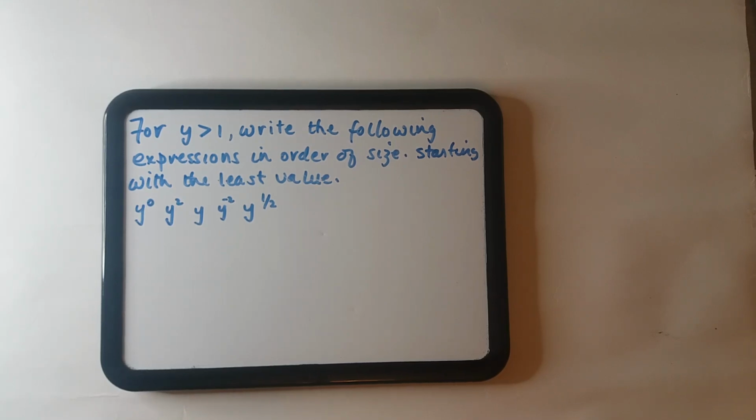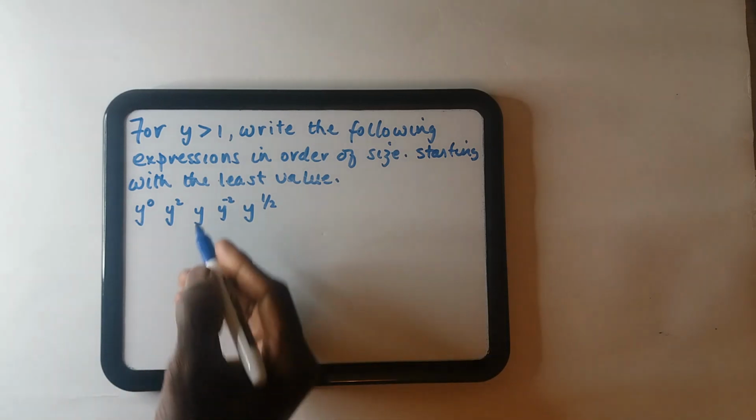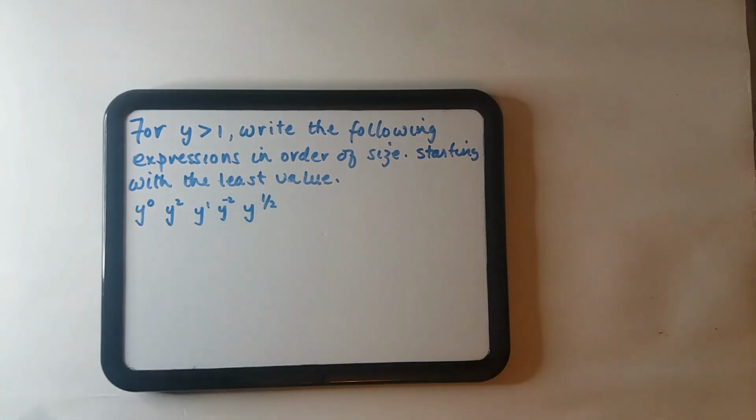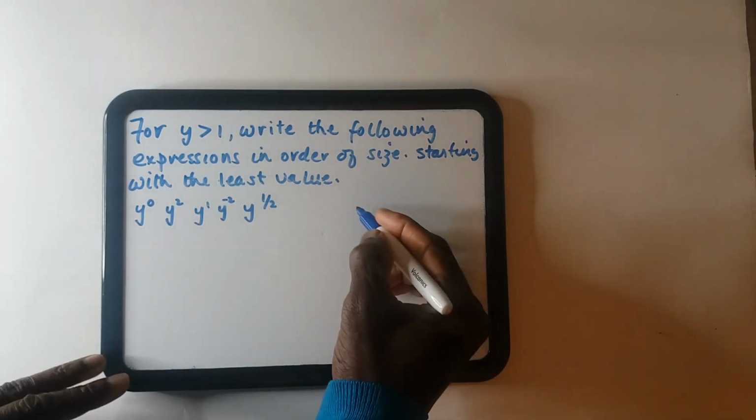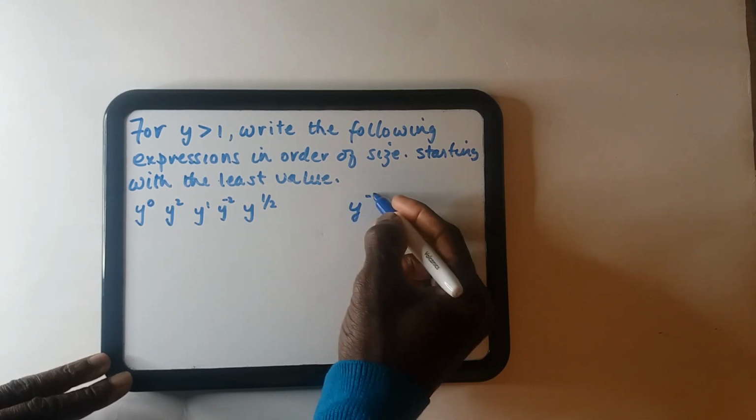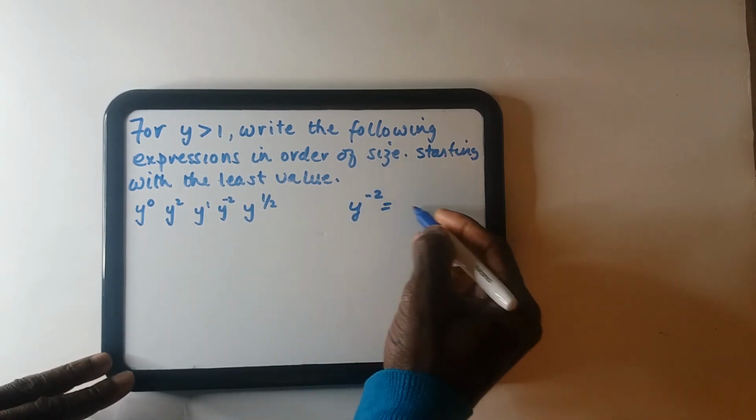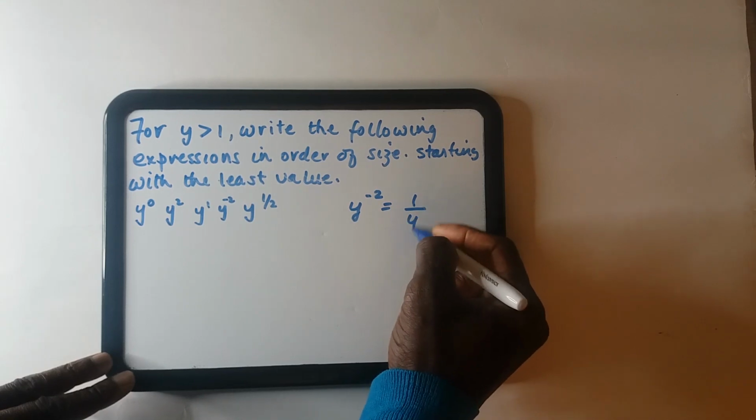Y raised to the power of 0, any number greater than 1 raised to the power of 0, is actually 1. So we know the value of y to the 0 is 1. Y squared means we square the value of y. And y has a power of 1, so this is just y on its own. Y to the negative 2, we can express this differently as 1 over y squared, the reciprocal of y squared.